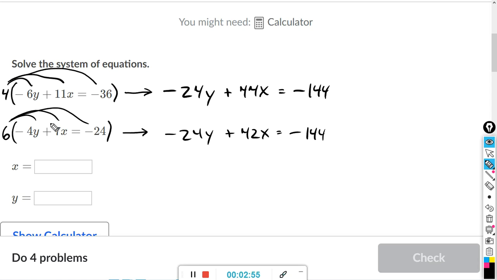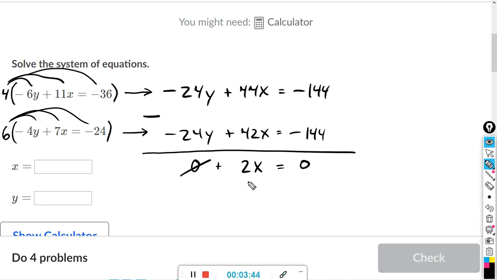Okay. So the reason we distribute this, when you multiply both sides by the same number, you have to multiply that by each term that's added or subtracted. Okay? So now we have these two equations here. And because we have negative 24y and negative 24y, I am going to subtract these two equations. Subtract the bottom one from the top one. Okay? So negative 24y minus negative 24y is just 0. 44x minus 42x is just 2x. And negative 144 minus negative 144 is just 0. Okay, you can ignore this. Dividing both sides by 2, we can see that x equals 0.